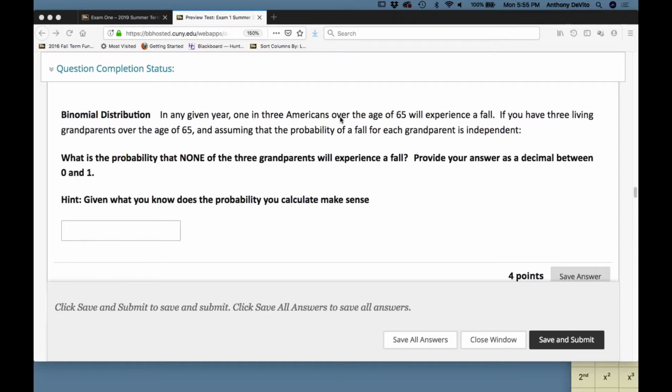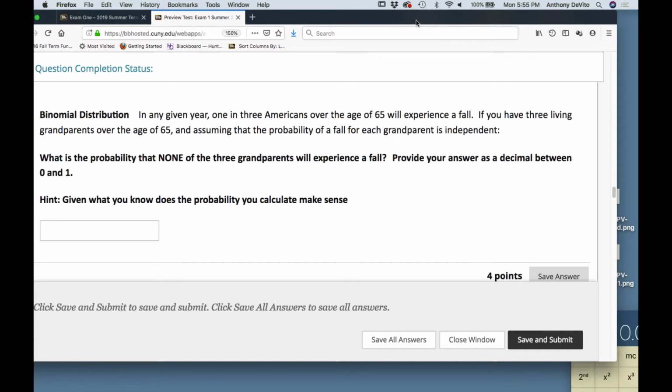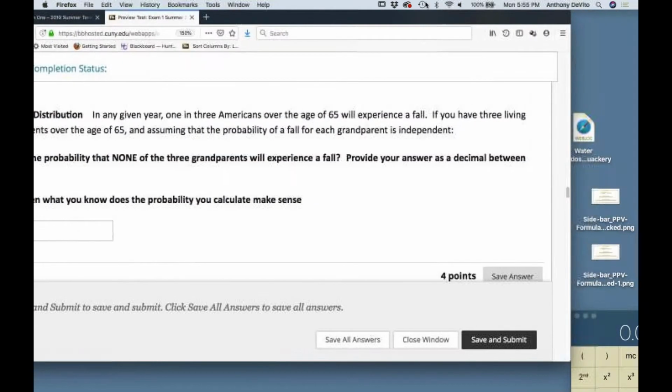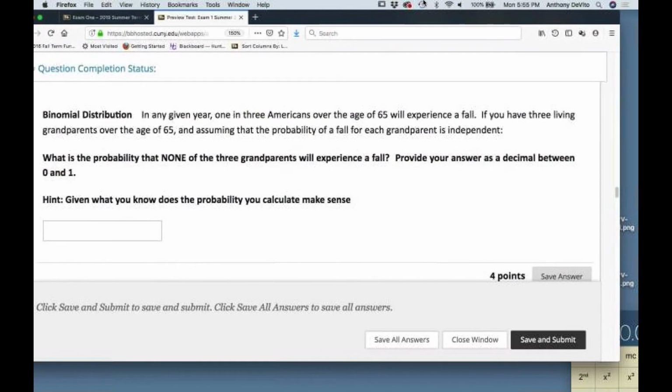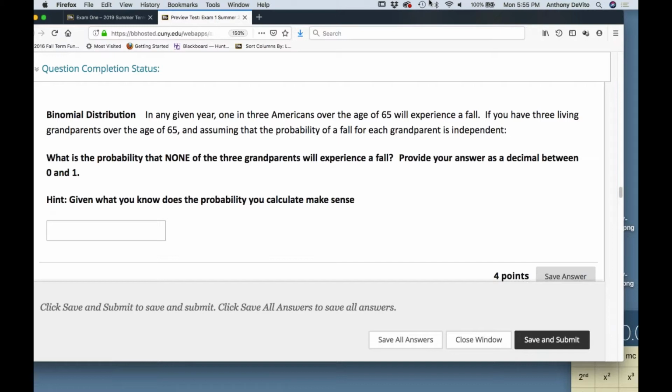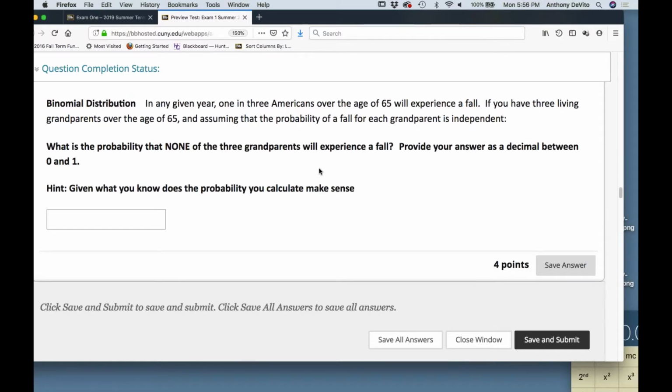In any given year, 1 in 3 Americans over the age of 65 will experience a fall. So the probability of any single person in the United States over the age of 65 that you would randomly select is going to experience a fall is 33%, right? 0.333. Okay. If you have 3 living grandparents over the age of 65, that's your number of trials, that's your sample size. You have 3 people that you're going to apply this to. Assuming the probability for a fall of each grandparent is independent, what is the probability that none of the 3 grandparents will experience a fall?